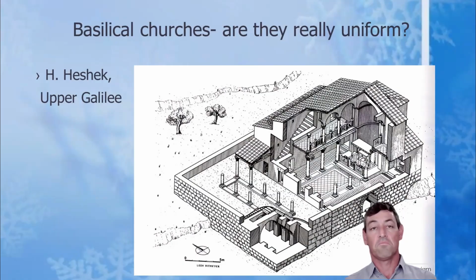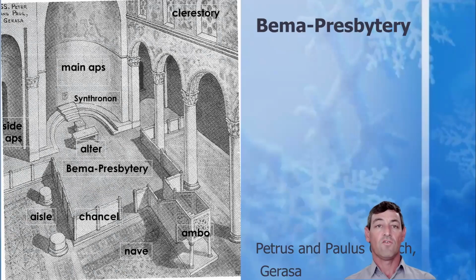Let's take a look at the classical basilical church. You can see here the atrium and the nave, and the two aisles. In the center of the church, you have the presbytery or the bema. This is from Gerasa. The presbytery is encircled by a chancel screen, and in the presbytery you have the altar, behind it the synthronon and apse and so on. Here you can also see an ambo, and we will talk about it later.